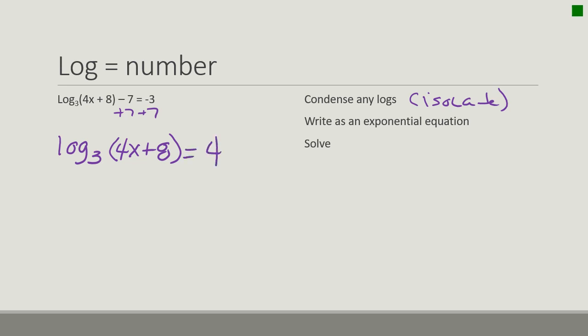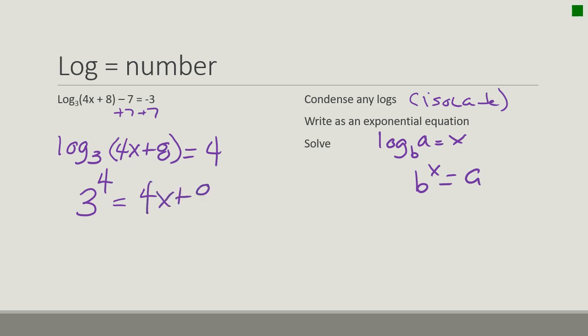And then I'm going to write that in exponential form. So remember, log with the base of b of x equal to a is the same as b to the a equals x. So you switch. So the base here is 3. So 3 to the 4th equals 4x plus 8. So now you know how to solve that. 3 to the 4th is 81.